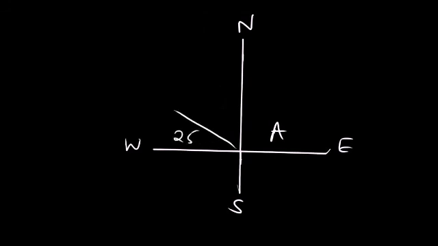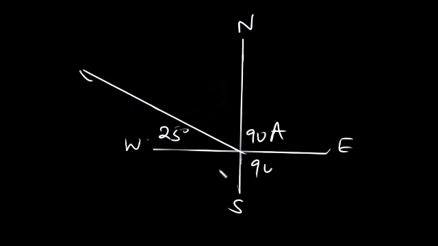Okay, so let me measure 25 degrees. So you can go ahead and also do the same. That way, this way. Okay, so this is 25 degrees. This is 90, this is 90, and this is 90. So the whole of this is 295 degrees.